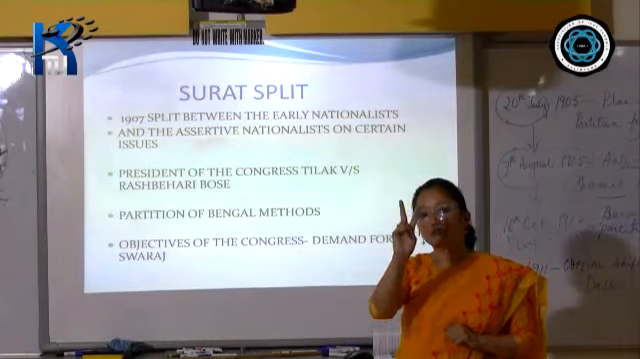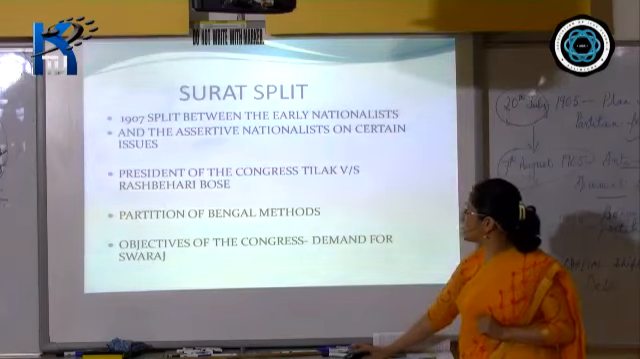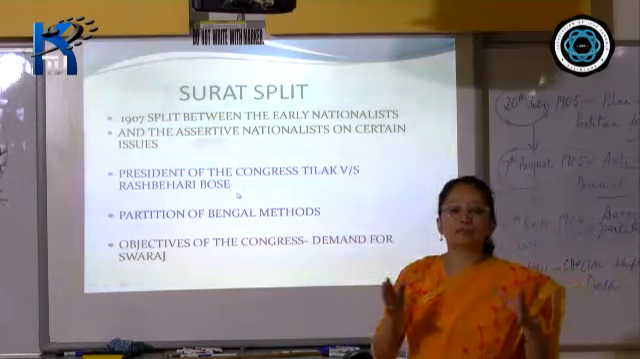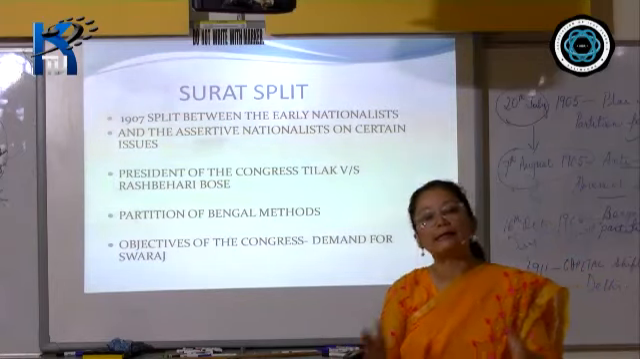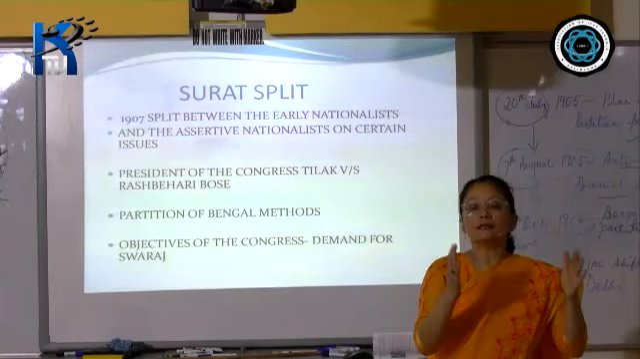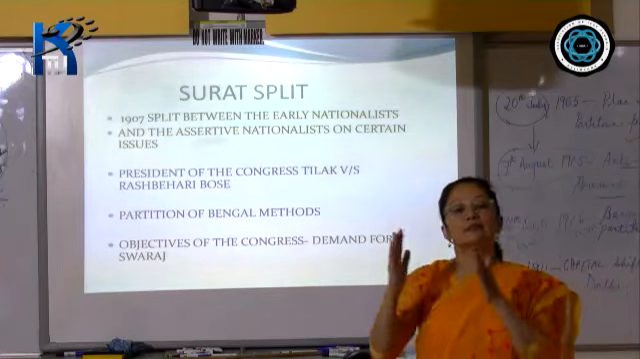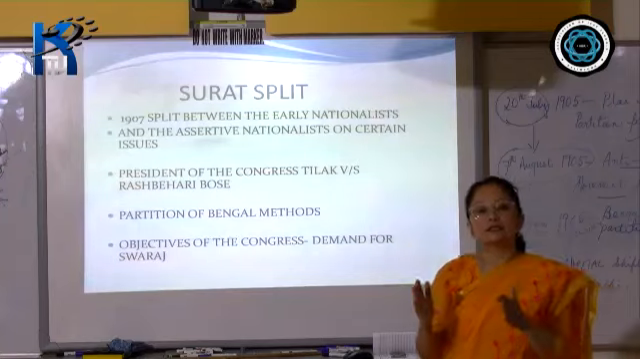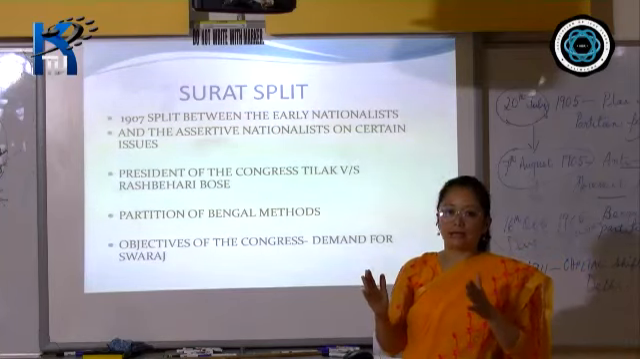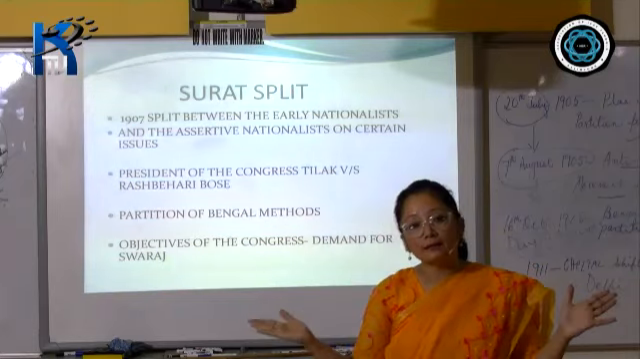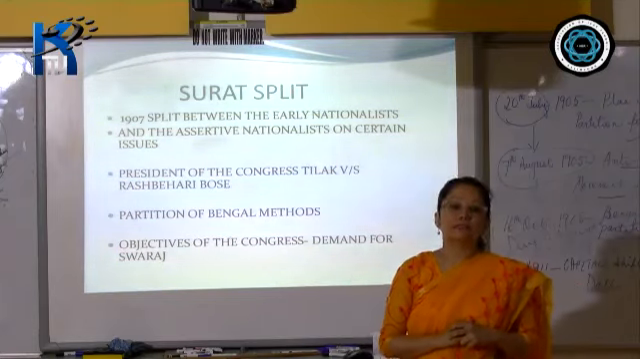This time you had two strong candidates. One was Tilak and the other one was Rash Bihari Bose. And the supporters were also now clearly divided. The early nationalists decided to support Rash Bihari Bose, whereas the assertive nationalists decided to support Tilak as the presidential candidate. And by now it was very clear that the Congress was already split.